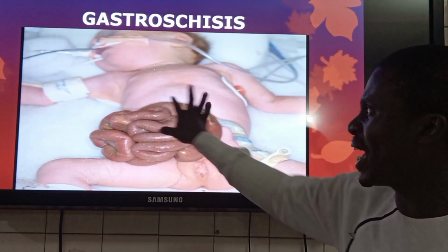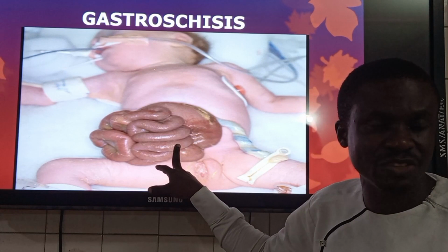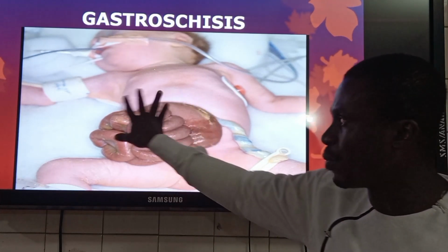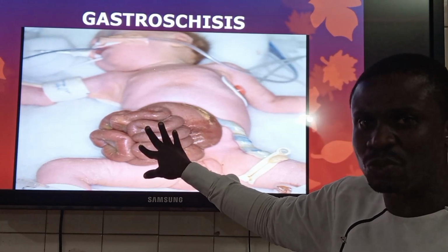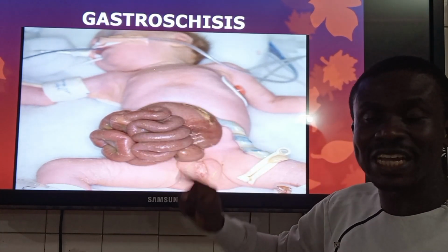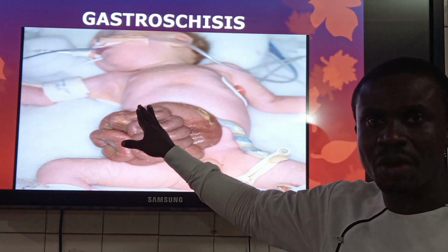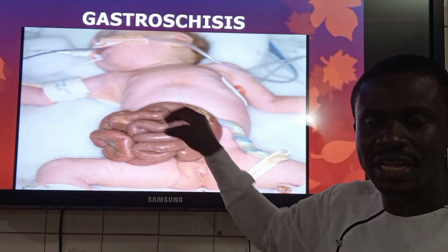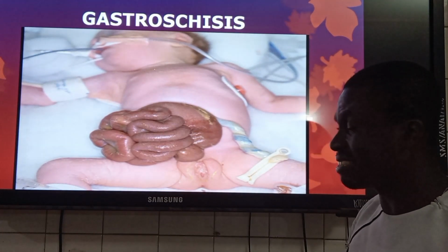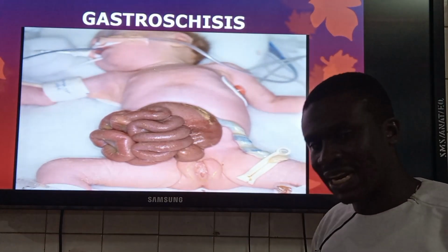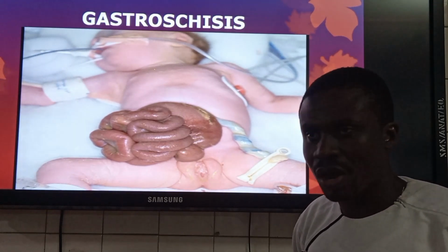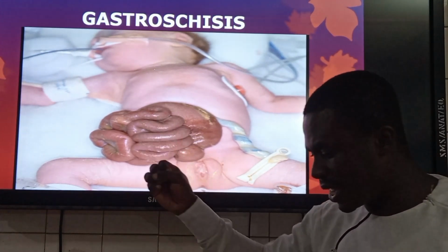Sometimes you may have an image like this shown to you, and the point here is that you may not see the amniotic membrane covering it. So although it appears to be coming close to the midline, no, it is coming from the anterolateral abdominal wall, not through the umbilical opening, but through a defect in the anterolateral abdominal wall. That is gastroschisis. And gastroschisis oftentimes may be associated with intestinal obstruction, because of the way it comes out.